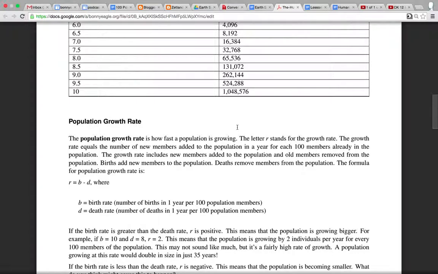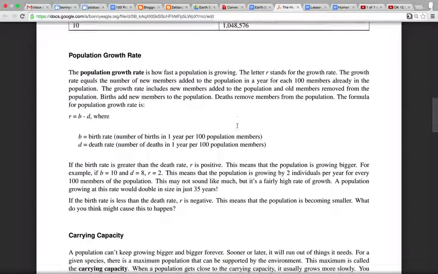The formula for a population growth rate is R equals B minus D, where B equals birth rate, the number of births in 1 year per 100 population members. D equals death rate, the number of deaths in 1 year per 100 population members. Thank you. That was very nice and very fast.